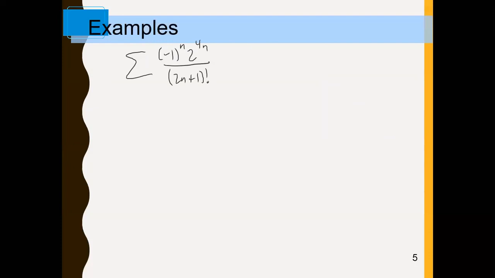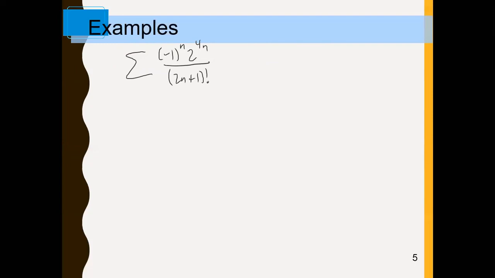Now, let's first, for a minute, just talk about growth rates. So upstairs, I basically have 2 to the 4n. Does that make sense? That is essentially like 2 to the 4th all raised to the n. What's 2 to the 4th? Let's just be honest. That's 16. So the top is basically growing like 16 to the n. And on the bottom, I have a factorial.